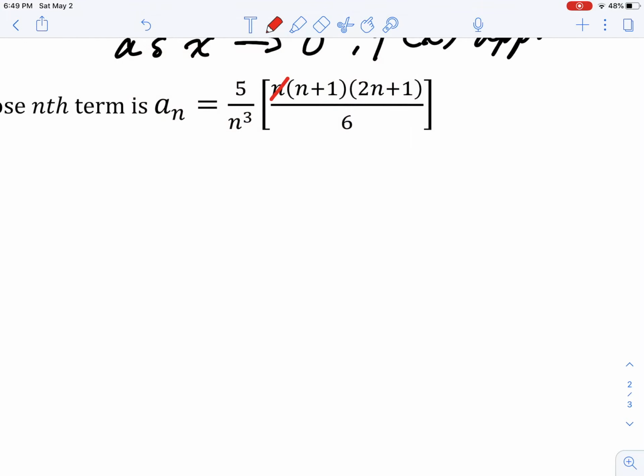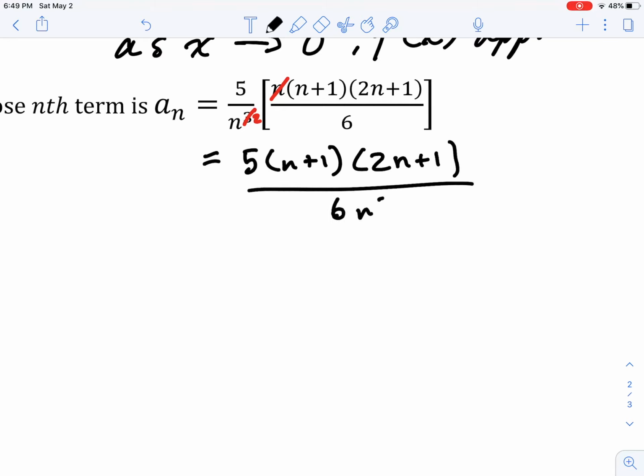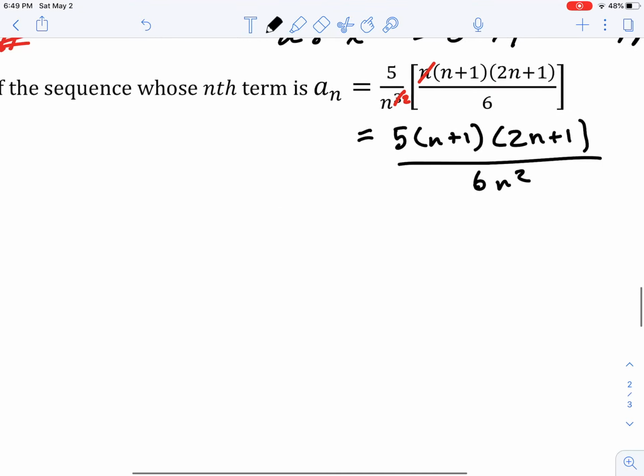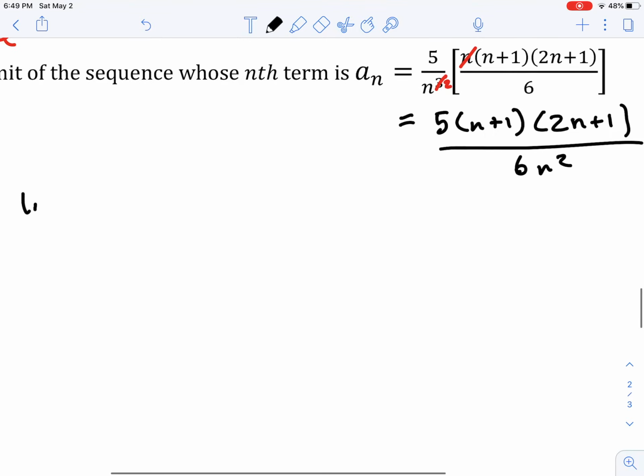So before I do any work with this, I've got this rational looking function that looks a little complicated, so I'm going to clean it up just a little bit. I got an n up here, and this I can write as n squared. And other than that, I'm probably going to have to rewrite this. So this is 5 times n plus 1, 2n plus 1 over 6n squared. And let's just go ahead and expand it. And I'll just go ahead and start writing my limit statements here.